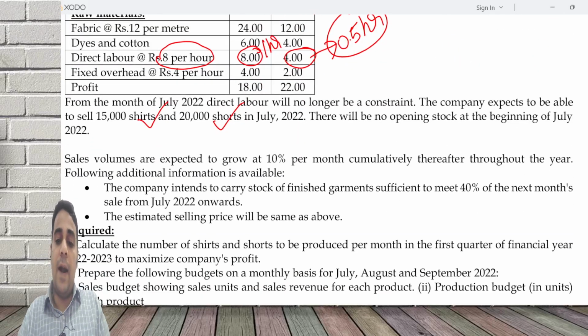This answers part 1 of the question. Calculate the number. They just asked the number, so I'm not doing a profit statement. Calculate the number of shirts and shorts to be produced per month in the first quarter. Per month they wanted, so we have calculated per month.